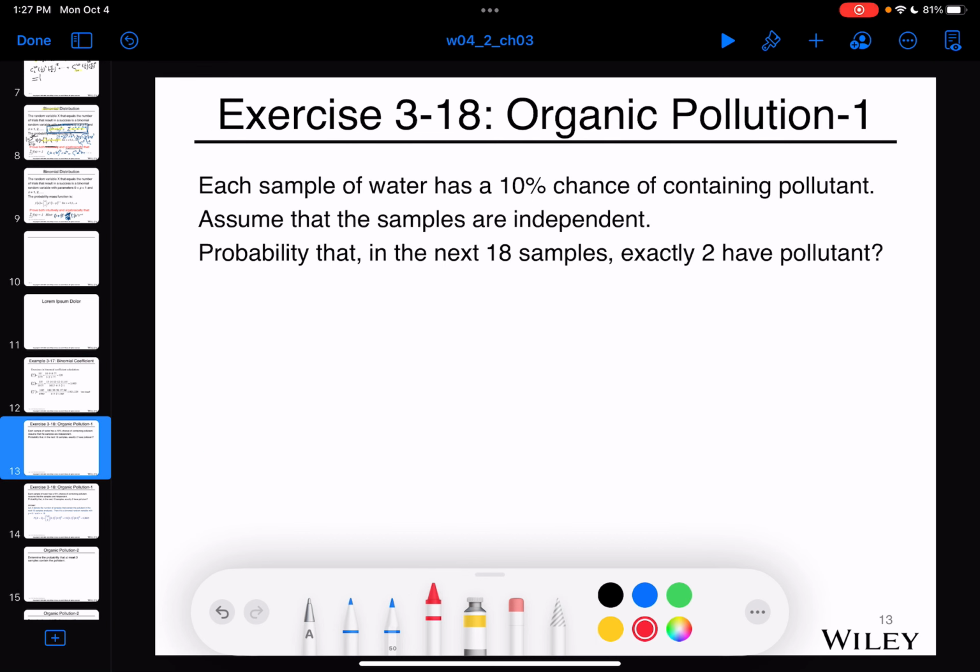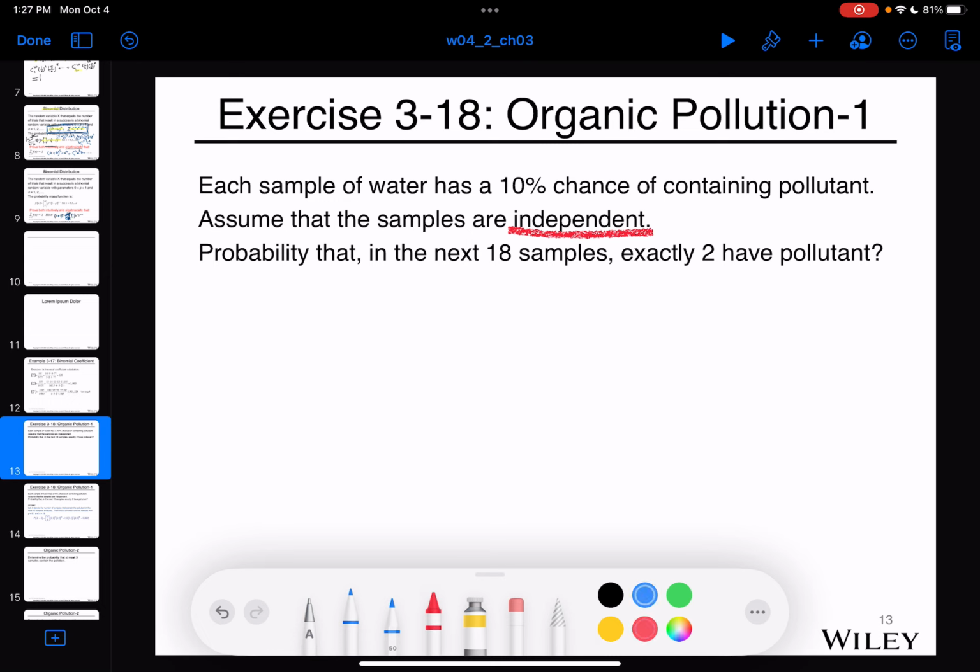So let's look at an example. Each sample of water has a 10% chance of containing pollutants. Assume that samples are independent. You do want to look for this in the questions. They have to be independent, otherwise we can't use binomial distribution. Find the probability that in the next 18 samples, exactly 2 have pollutants.